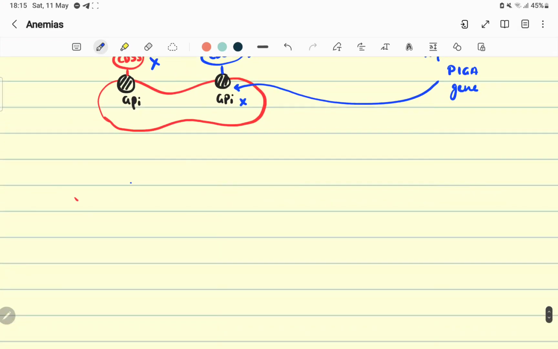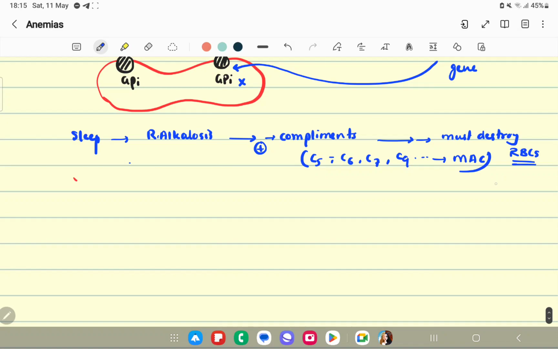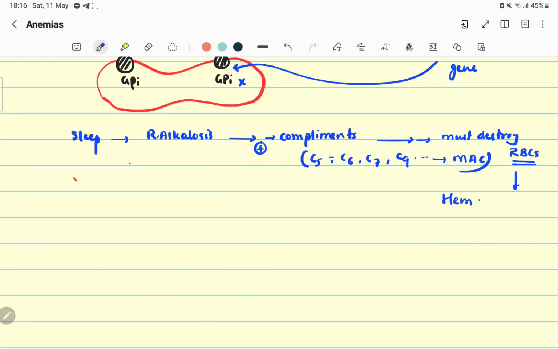In a normal individual, when we sleep, there is respiratory acidosis, which activates the complements, and C5 to C5b, C6, C7, and some molecules of C9. This forms a MAC, membrane attack complex, and if this is present in plasma, it must destroy RBCs and other blood cells also. Okay, it must destroy RBCs. So we'll have hemoglobinuria in the morning.